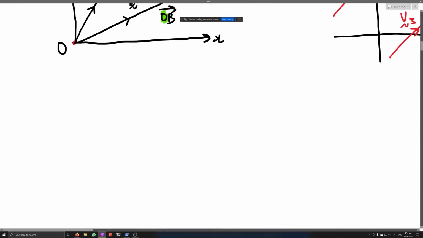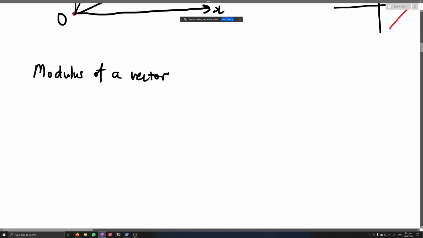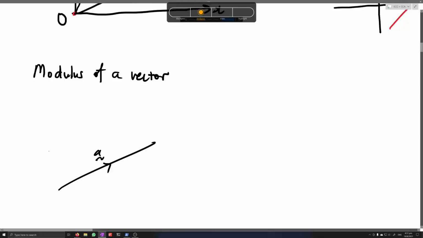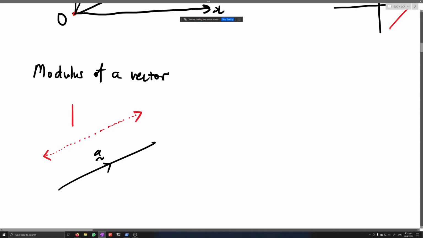Now, let's go through modulus of a vector. Okay, so let's say we had a vector, we call it A. The modulus of the vector essentially will be this distance, right? The length of the arrow represents the magnitude of the vector. So the way which modulus is denoted is by using the absolute value sign. The absolute value sign is sometimes also known as modulus. So that is how a modulus is denoted.